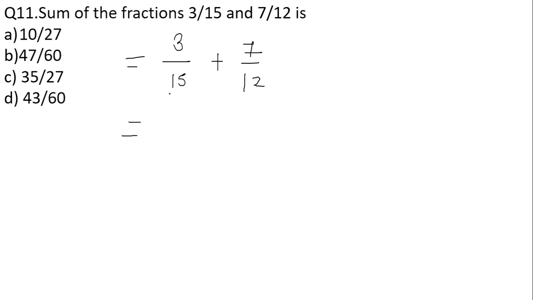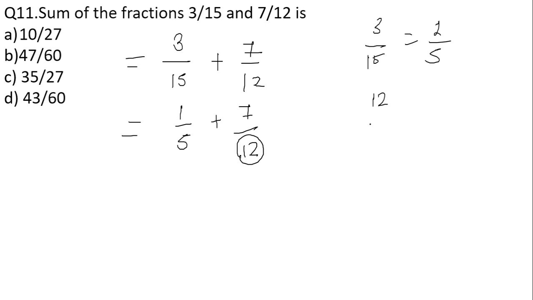So here 3 by 15 can be written as: 3 ones are 3, 3 fives are 15, so I can write this as 1 upon 5, plus 7 upon 12 as it is. Now I have told you that whenever we are taking the LCM, always read out the table of the larger number, that is 12 ones are 12, 12 twos are 24, 12 threes are 36, 12 fours are 48, 12 fives are 60, 12 sixes are 72. Let us read up to this only.